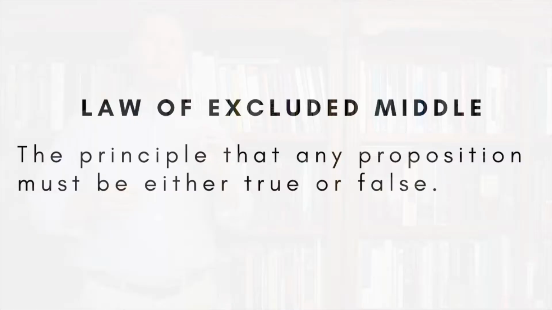And that comes from the Stanford Encyclopedia of Philosophy's article on contradiction, which you can find for free online. Now, the law of excluded middle, simply put, is the principle that any proposition must be either true or false. This is one of the fundamental laws of logic. In other words, statements or propositions can't be sort of true and sort of false.